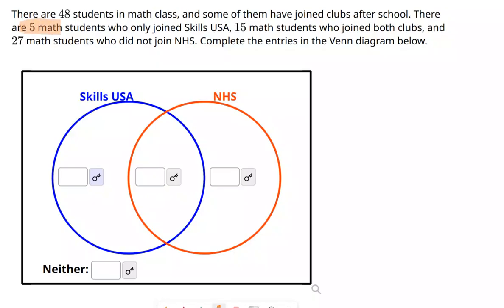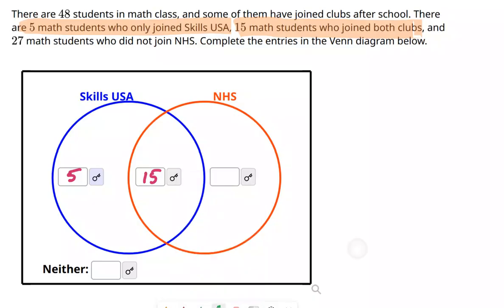So let's start with the information given to us. And I'm going to fill in 5 math students who joined Skills USA. Okay, so where does that 5 go? It goes right here in Skills USA. And these are only Skills USA. Okay, that's kind of important. And then another piece of information is 15 math students joined both clubs. So that 15 goes right in the middle, representing their Skills USA, and they are also NHS. They are both clubs at the same time. That's an and idea.